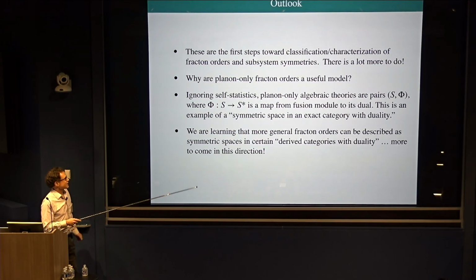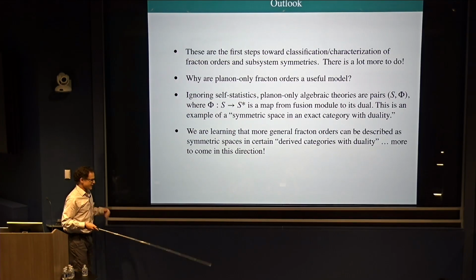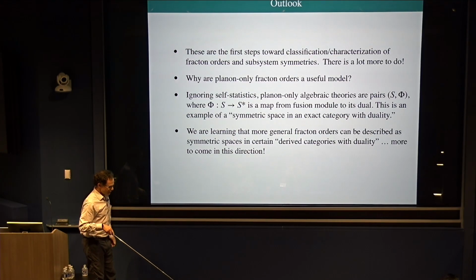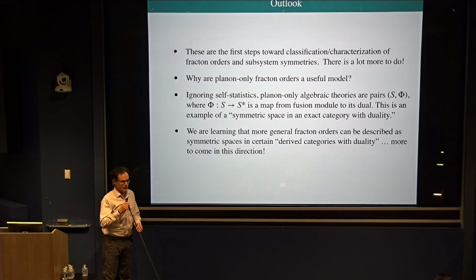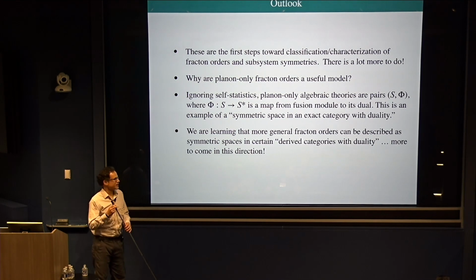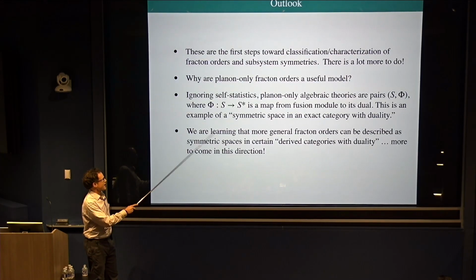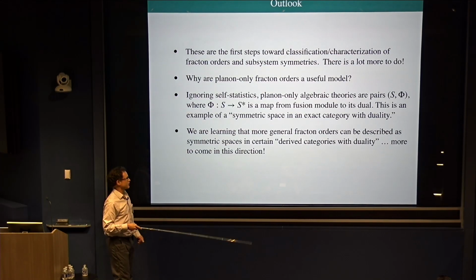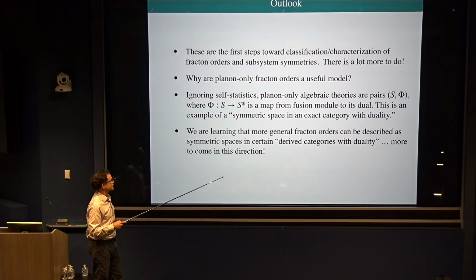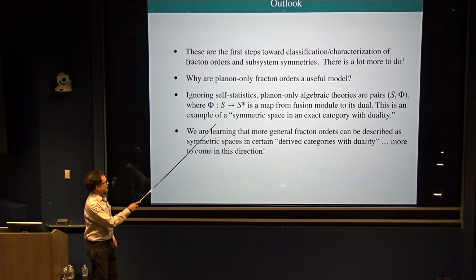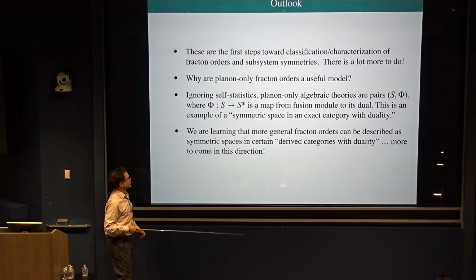And one comment I want to make, which you might wonder after listening to this talk, is that you could say, look, planar-only fracton orders seem really simple. They're kind of like abelian anyons. Why are they a useful model at all? Well, there are some mathematical similarities that we're learning about. So we actually think that they are a useful model. I'm not going to explain these comments, I guess, because I don't really have time.